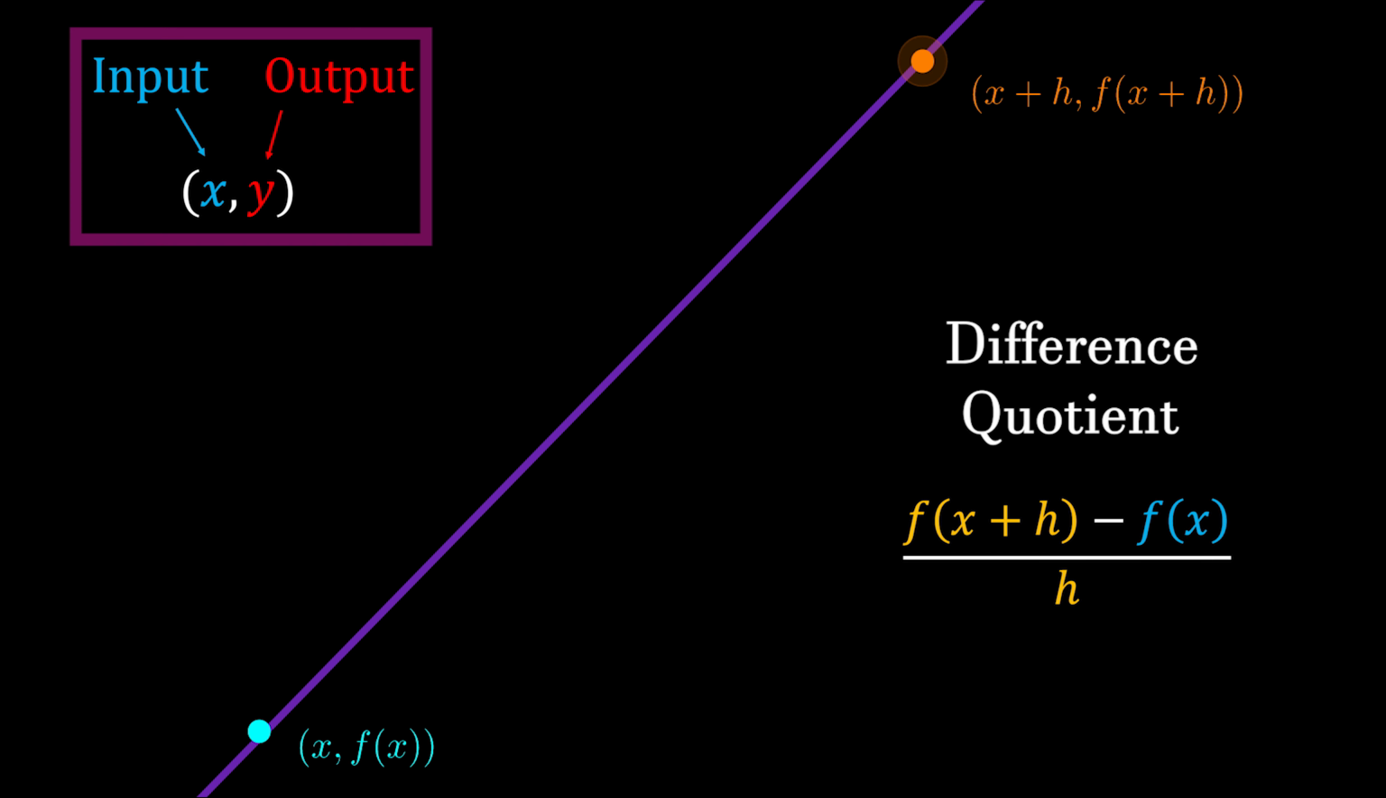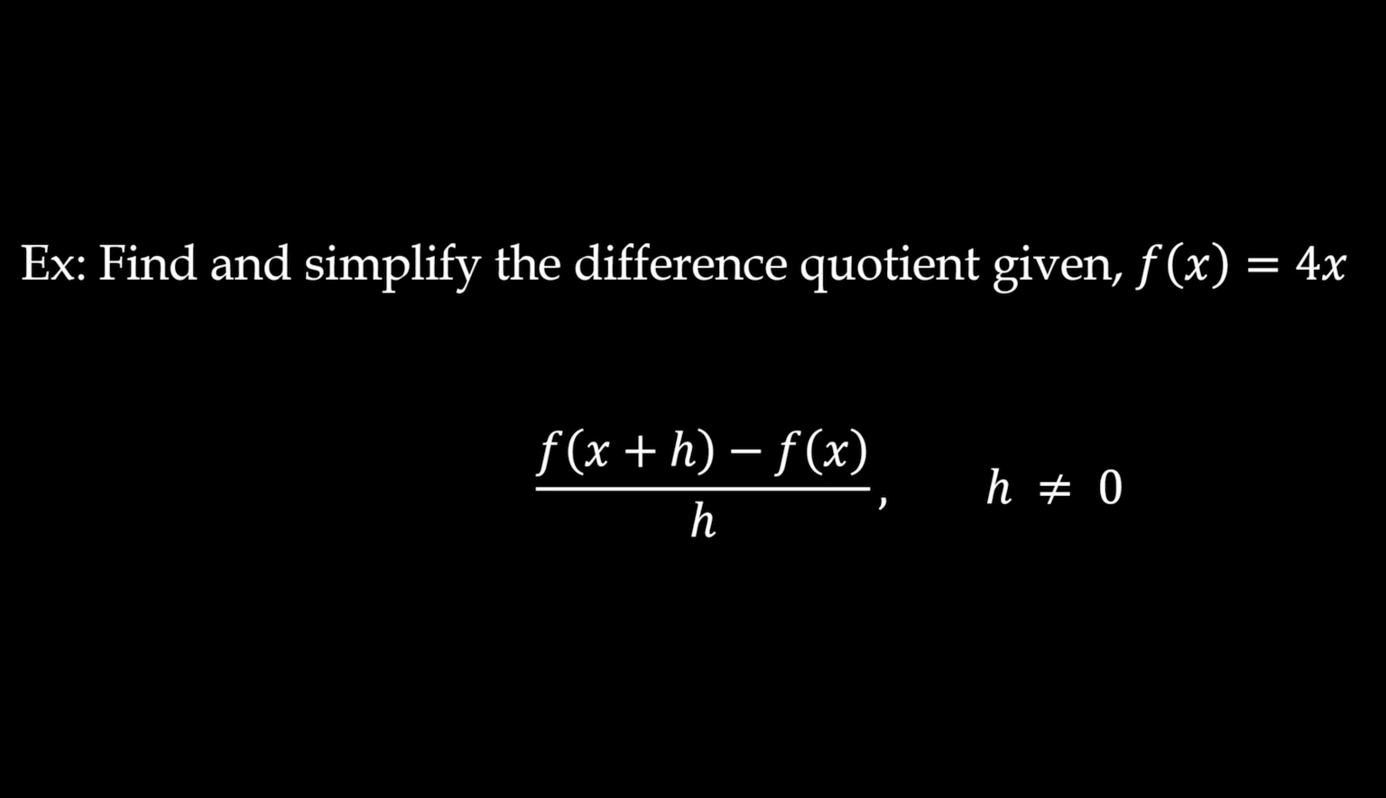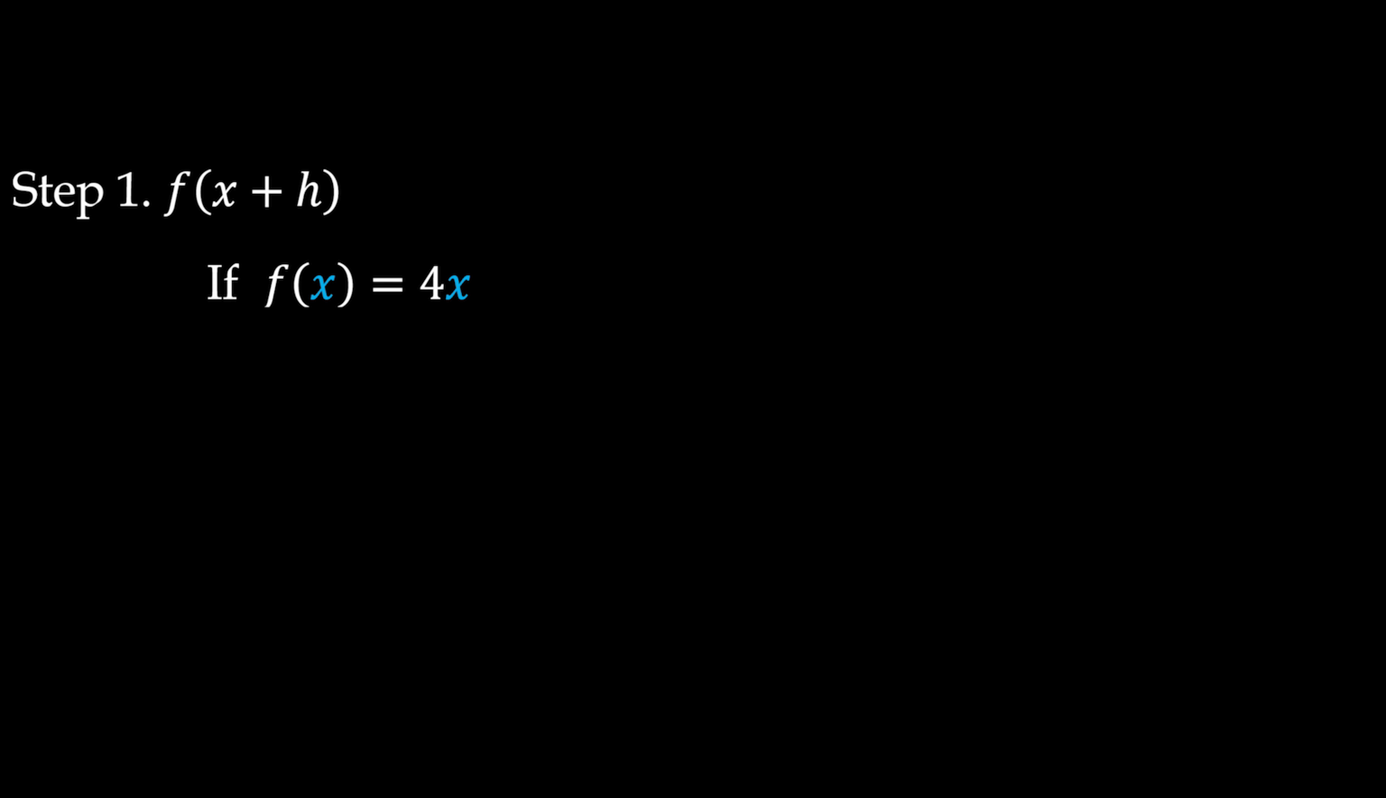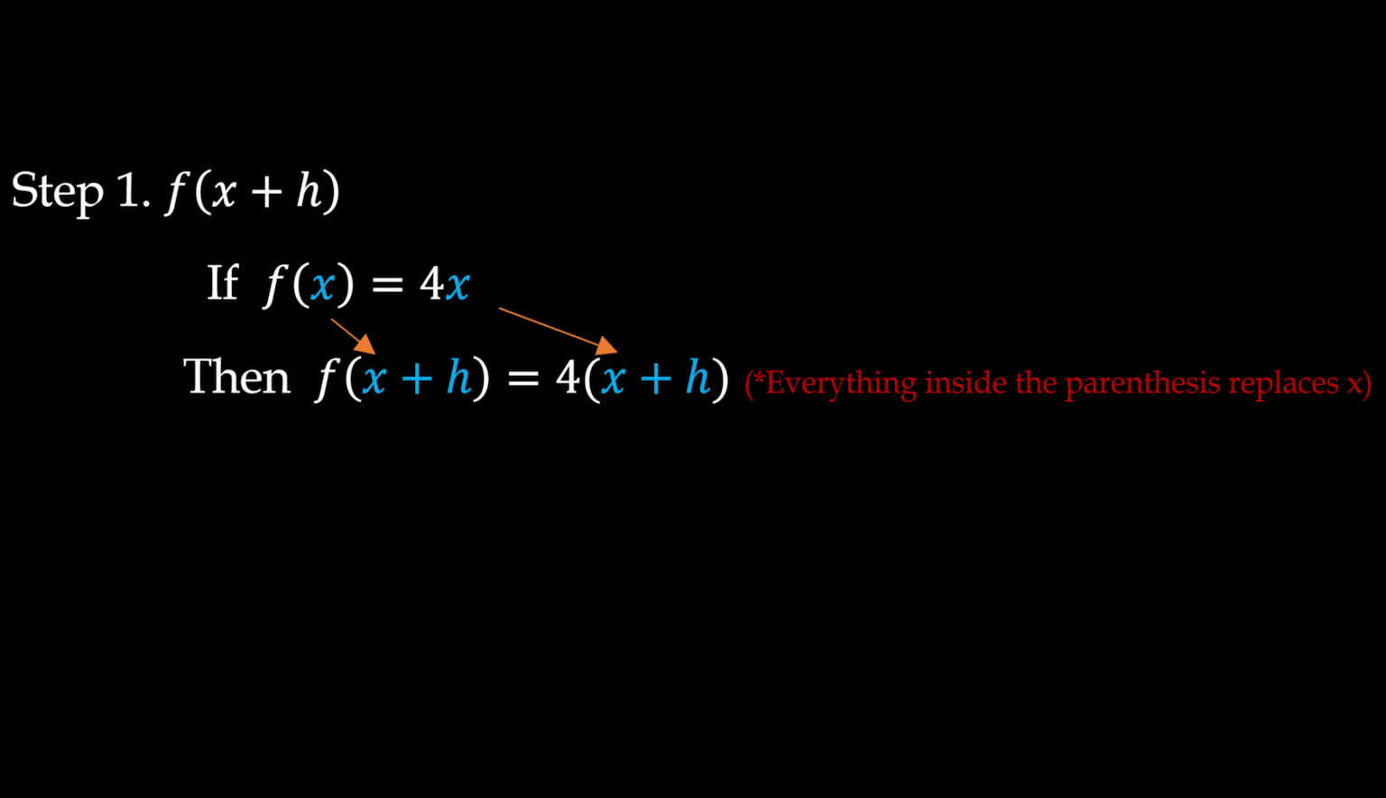Let's try some examples. If our given function f of x equals 4x, and they want us to find f of x plus h, this means all they want us to do is change the input. I'm going to take all my x's out of my equation and instead replace them all with x plus h. Now I just need to distribute the 4.